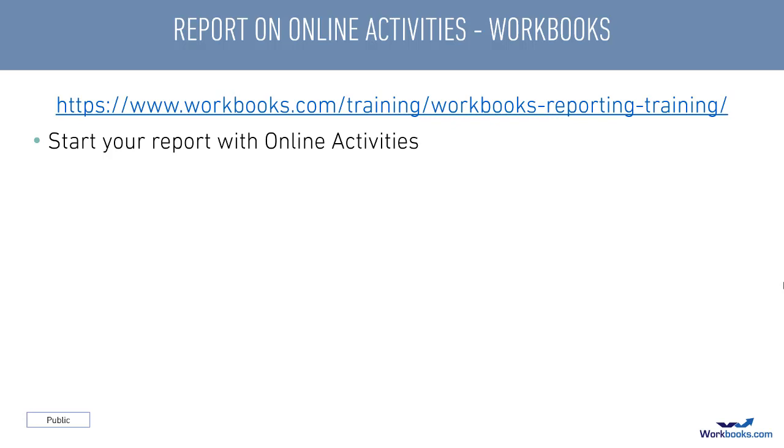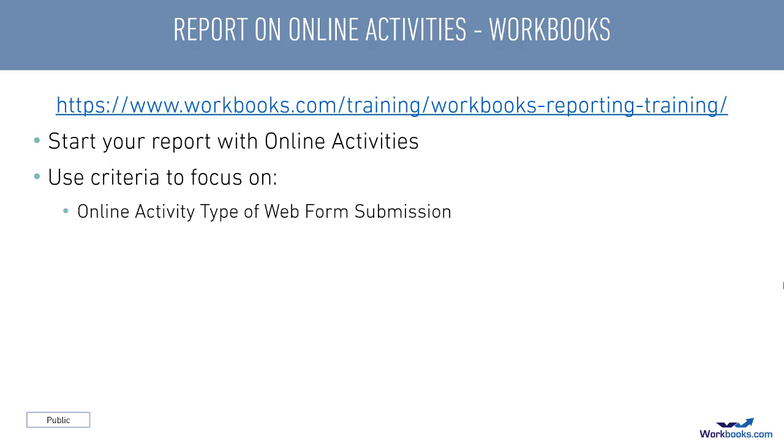Now you could start your report from people records or from lead records, but I'm going to start mine from online activities. If I did start from people, I'd still need to build a report starting from leads and vice versa. But if I start from online activities, they link to both people and leads, so I'll only need one report. You've probably got thousands of online activities in your database, so make sure that you add criteria so that the report shows online activities of type web form submission.